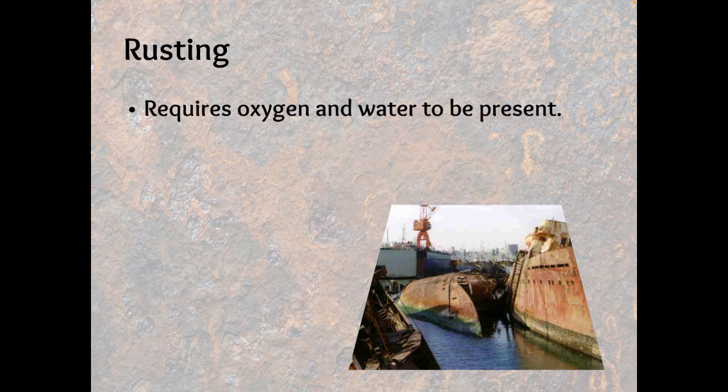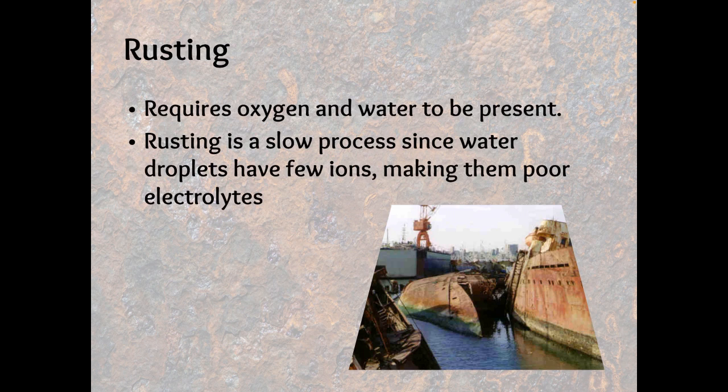So here's rusting. It requires oxygen and water to be present. It's a very slow process since the water droplets don't have very many ions. They're not great electrolytes, but rusting will happen. It just might take a while.